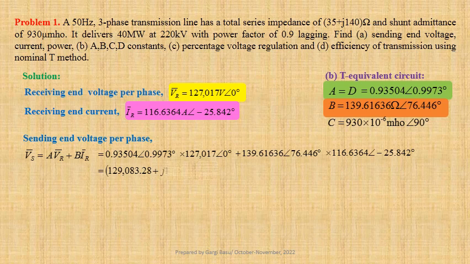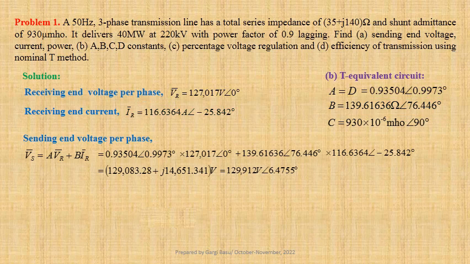129,083.28 plus j times 14,651.341 volt. This may be written in polar form as 129,912 volts at an angle 6.4755 degree. Expression for sending end current per phase, Is equals C times Vr plus D times Ir.